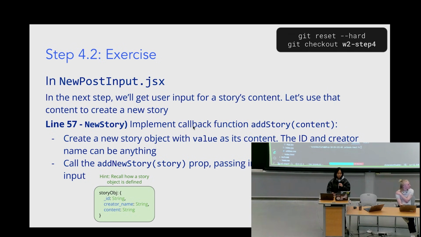Let's call it add story. The argument that we're going to pass in is the actual user input, which is just a string. So use that user input, the content argument, and create a story object with it. Remember, this is how we define our story object. You can pass in whatever dummy value you want for the ID and creator name, but let's use the input that we receive. So I'll give you another minute or two to do this, and staff will be walking around or on the queue to help you out.